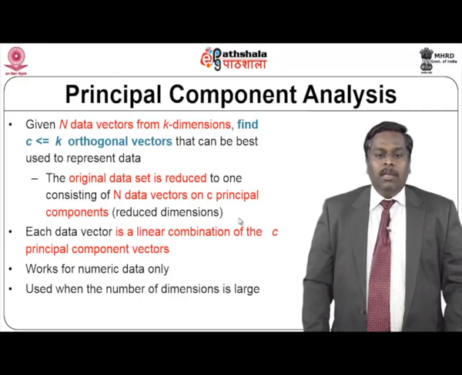In other words, the original data set is reduced to comprise fewer dimensions, say C dimensions from n dimensions, for the purpose of analyzing our data. Here, each dimension or each data vector will now become a linear combination of the principal components, where the number of principal components will be C as mentioned before.